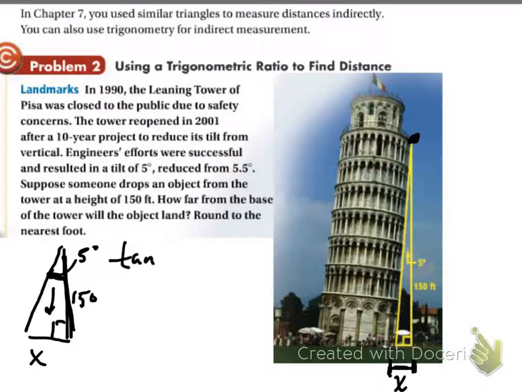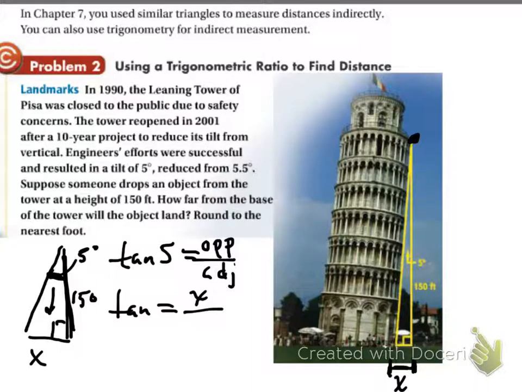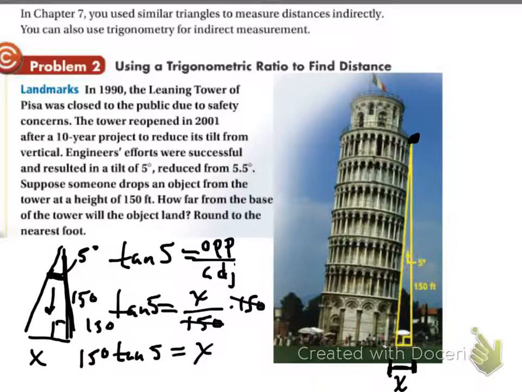So the tangent of 5, we put the degree measure there, is going to equal opposite over adjacent. So the tangent of 5 is going to equal x over 150. Now we just solve for x. We're going to multiply both sides by 150. So 150 times the tangent of 5 is going to equal x, because that cancels out.